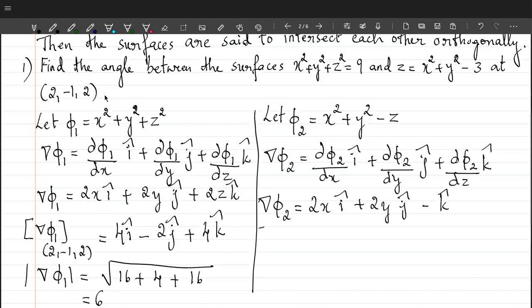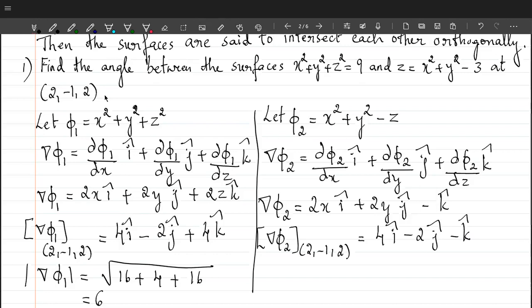Now del phi 2 is also done. You have to find the value of del phi 2 at the given point. The given point here is (2, -1, 2). So if you do that, you should get 2 into 2, 4 i cap. Here I get minus 2 j cap, and here it is of course minus k cap because you don't have to substitute anything. The term is already calculated.